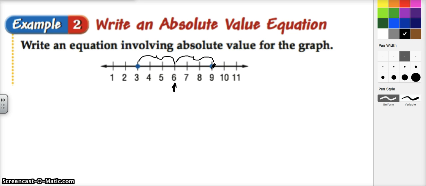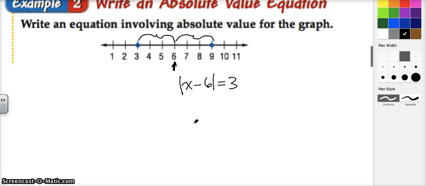Does that kind of make sense? Like peep game, right? So what is nine's distance from 6? It's 3. What is three's distance from 6? It's 3. So what we'll say is we'll write this as the absolute value of x minus 6. The difference between some number and 6 has to equal 3. Does that make sense? You see how we did that?